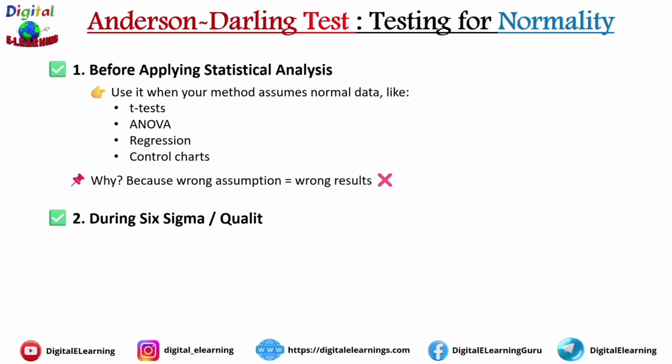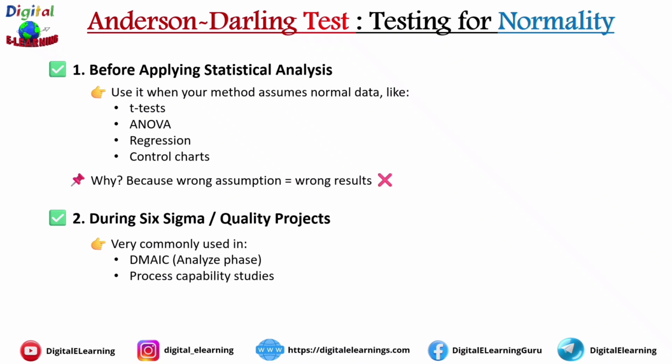Second, when doing Six Sigma or quality projects. It is very commonly used in the DMAIC methodology, especially in the analysis phase, and in process capability studies, Cpk, Ppk. For example, before calculating your Cpk, check if the data is normal. That is where this is important.